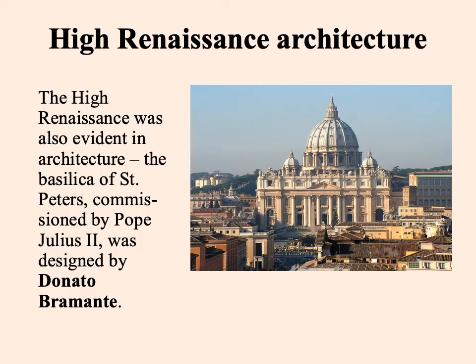And of course, there are continuing developments with respect to architecture during the High Renaissance. Probably the most famous structure built during this period would be the Basilica of St. Peter's, commissioned by Pope Julius II, designed by Donato Bramante. Apparently, he originally had intended to give the commission to Michelangelo. They had a bit of a quarrel, and he withdrew it.